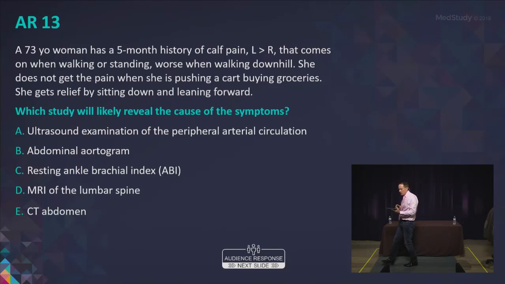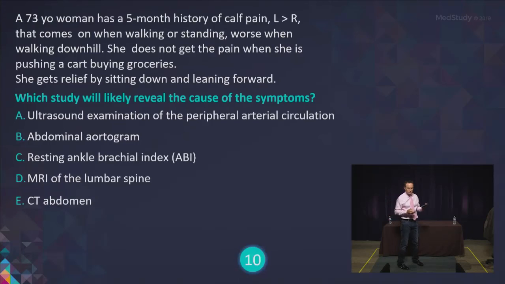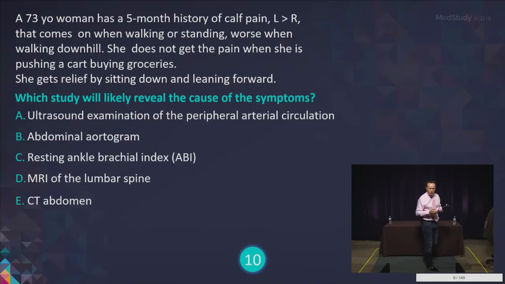Okay, question 13. A 73-year-old woman with a 5-month history of calf pain, left greater than right, that comes on when walking or standing, worse when walking downhill. She does not get the pain when she is pushing a cart buying groceries. She gets relief by sitting down and leaning forward. Which study will likely reveal the cause of her symptoms? An ultrasound, an aortogram, an ABI, an MRI of the lumbar spine, or CT abdomen?